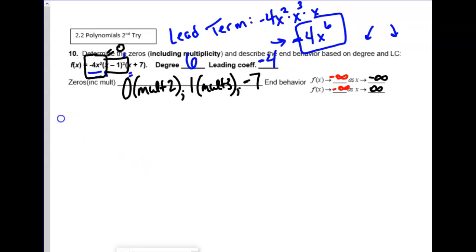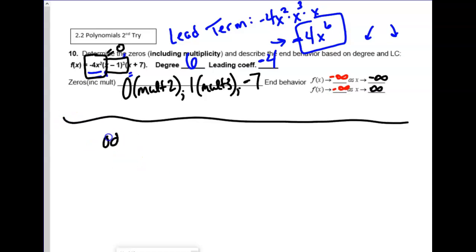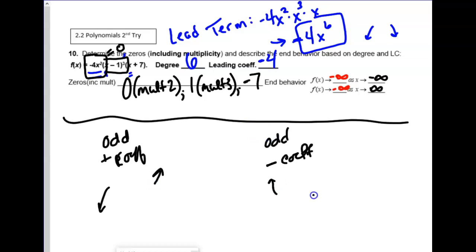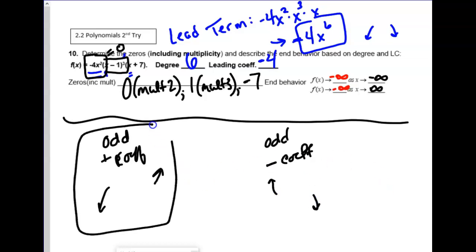Okay, so good question. If it was an odd degree with a positive coefficient, then the left side would go down and the right side would go up. If it's odd with a negative coefficient, the left side goes up and the right side goes down. So this odd is a very distant relative of a line.